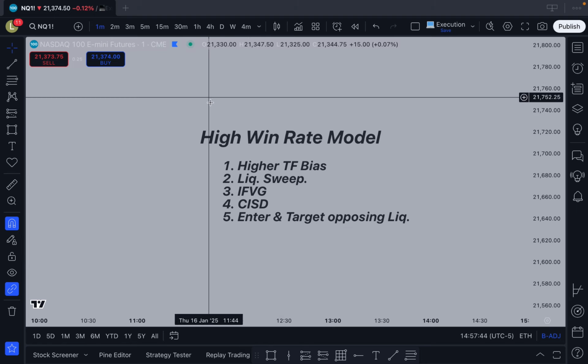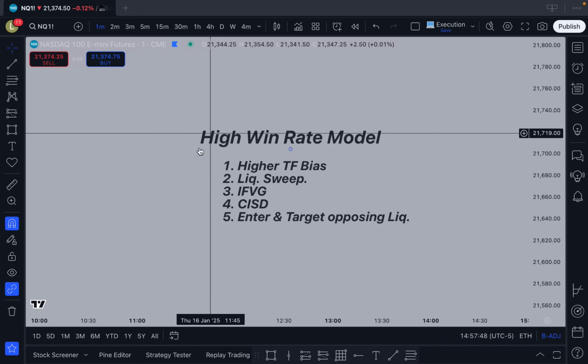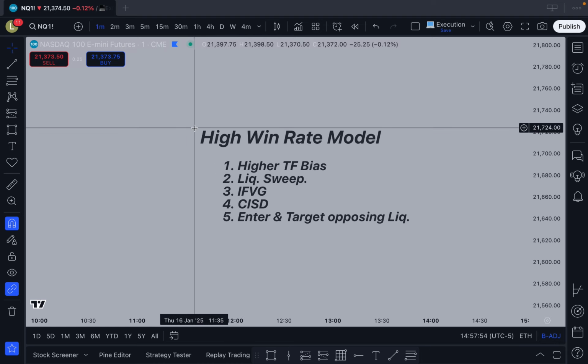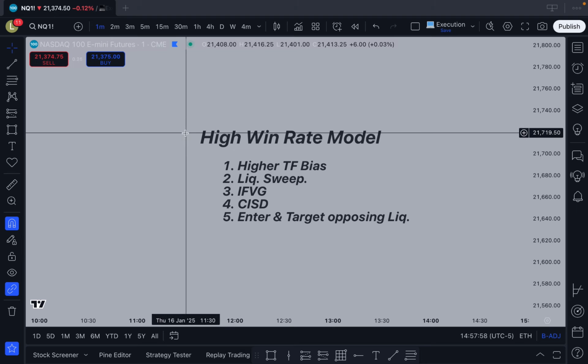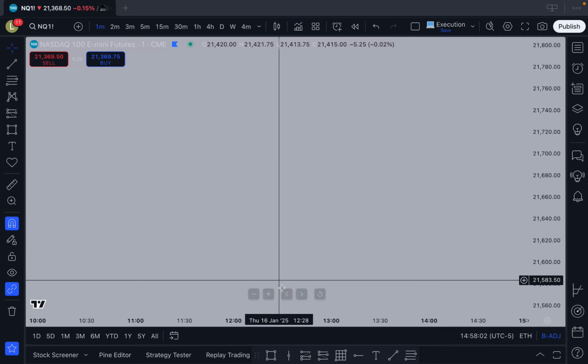And then we can either enter off of that, or we can enter off of the return to the order block, or even the inverted fair value gap, just whatever works for you. Then as soon as you enter, just target the opposing liquidity. So let's take a look at a trade I took today using the model.